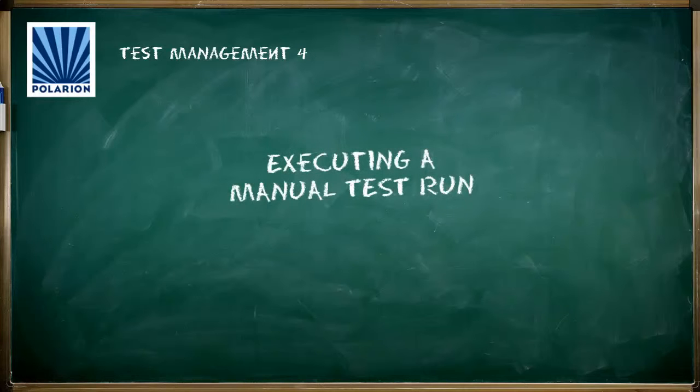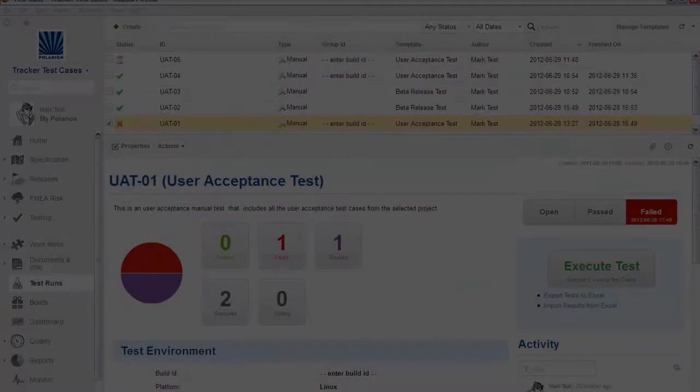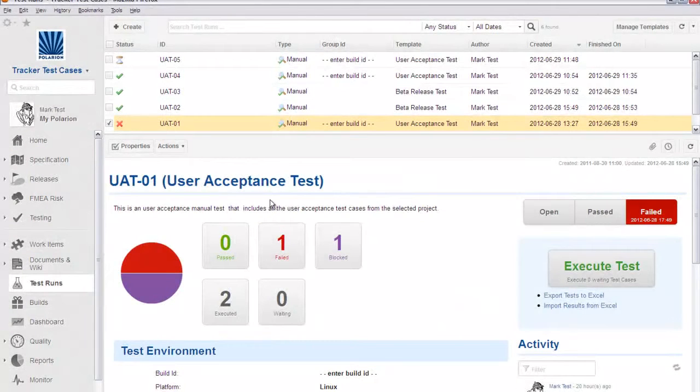In this fourth video in our basic series on Polarion test management, we'll look at how to execute a manual test run, logging the results of test steps, results of test cases, and results of the test run. If you haven't seen part 3 on test runs, you might want to have a look at that before going on with this one. We're going to focus here on manual testing as it's a very common activity in testing and QA teams.